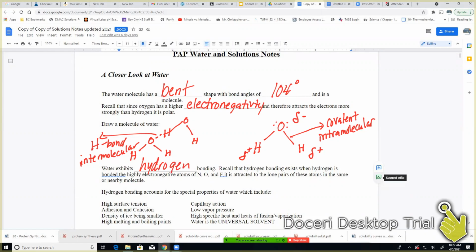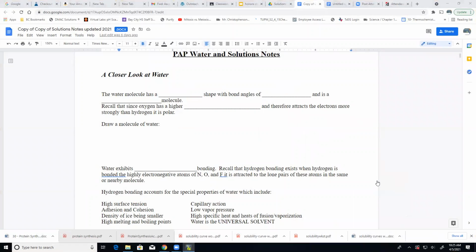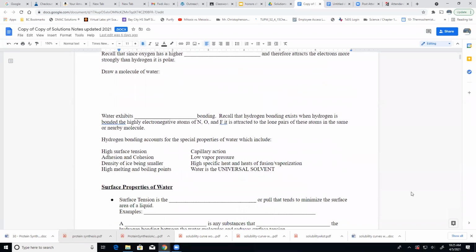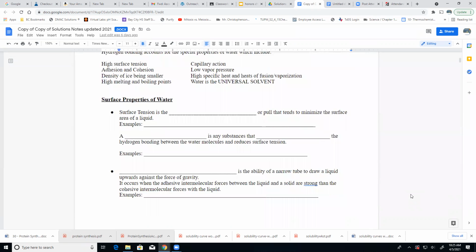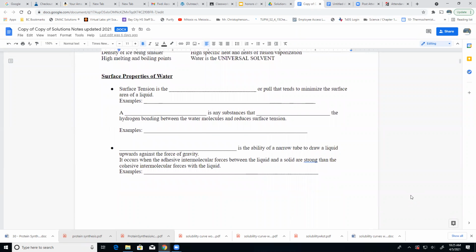So our hydrogen bond is a specific type of intermolecular bond, which is a really strong intermolecular bond as far as that goes. And it accounts for those properties that are listed in those 2 columns below. And we just went over a couple of them in the video. So all those listed, high surface tension down to water is the universal solvent. All of those are because of hydrogen bonding.